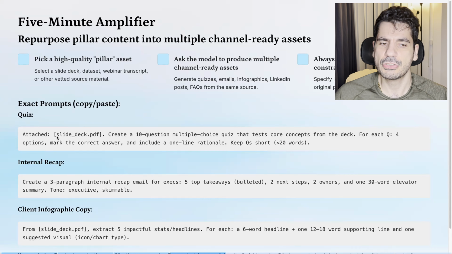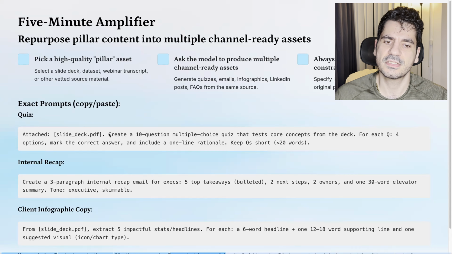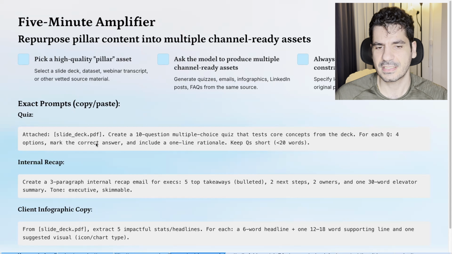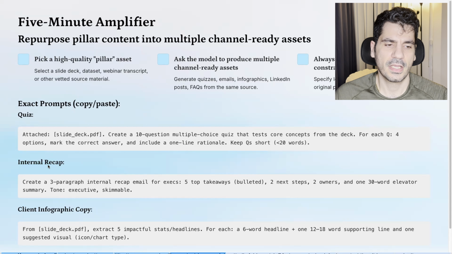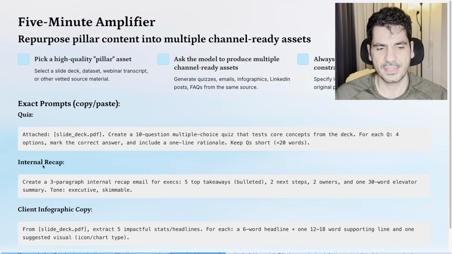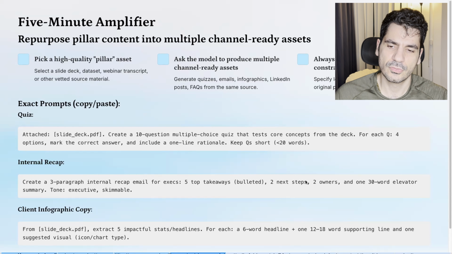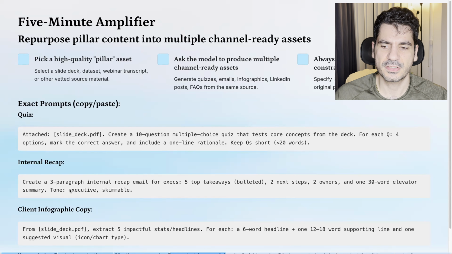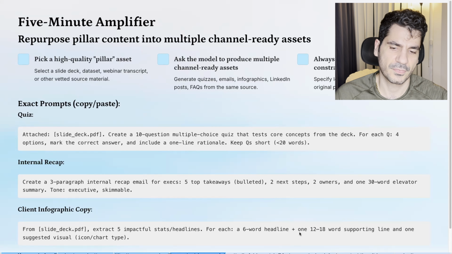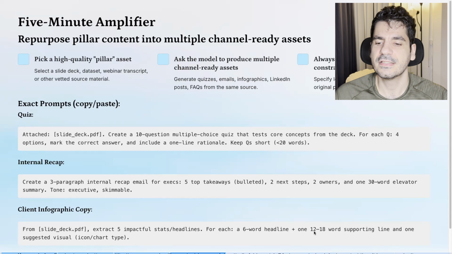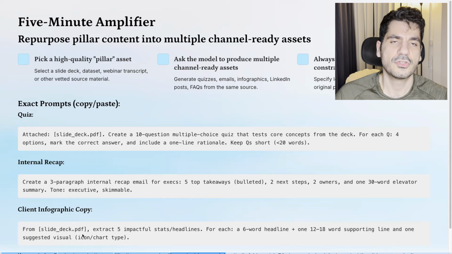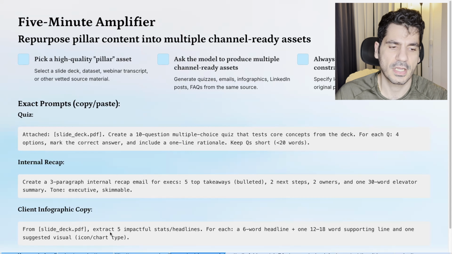For example, attach your slide deck, create a 10-question multiple choice that tests the core concepts from the deck. For each question, mark the correct answer, include a one-line rationale. Or if you want an internal recap, create a 3-paragraph internal recap email for the exec, and 2 next steps, 2 owners, and a 30-word elevator summary. Client infographic copy: exactly 5 impactful stats, a 6-word headline for each, a 12 to 18 word supporting line, and 1 suggested visualization for the infographic.